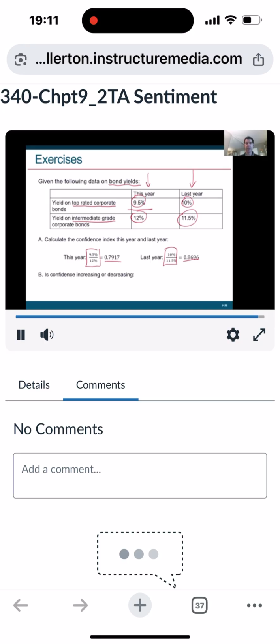Here's the second part of the question. So given we're using the confidence index, is confidence increasing or decreasing? So we need to be able to interpret it. All right, so think about the answer, and here's the answer. It is decreasing. Why is that? Because last year it was almost 0.87, now it has dropped to 0.79. That ratio is going down, and for the confidence index, when the ratio is going down, that means confidence is decreasing. All right, that's it for our quick look at technical analysis.